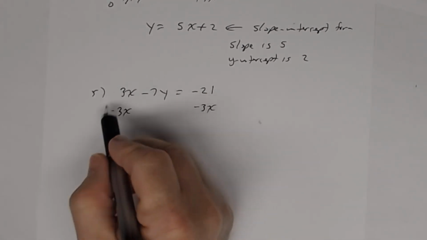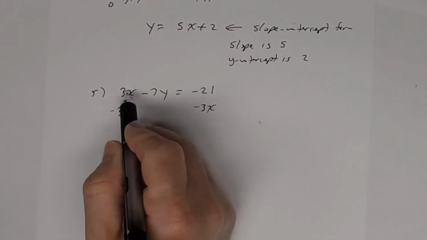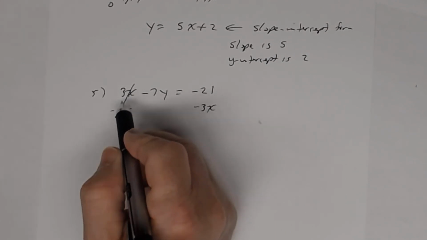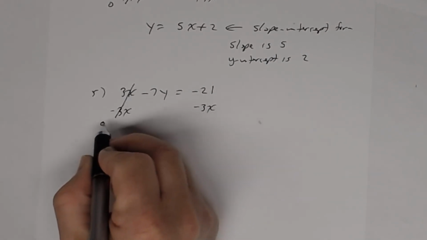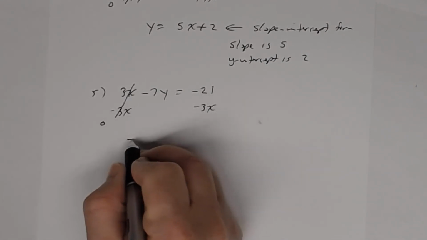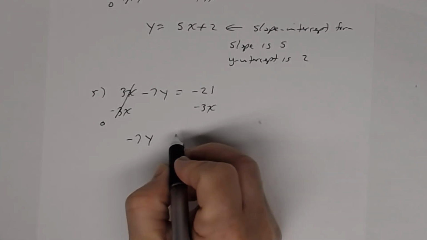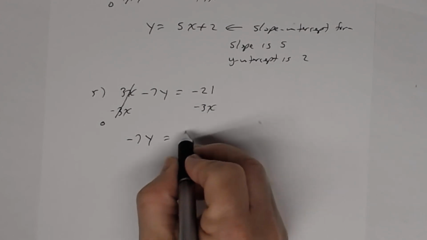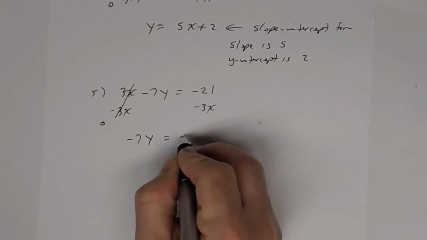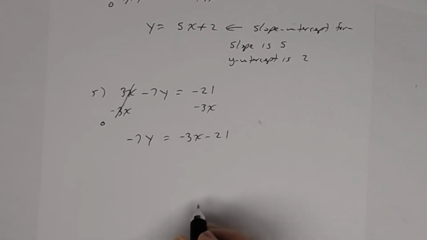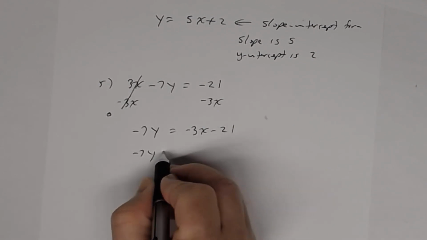And then let's combine like terms. These are opposites, so when I add them up, 3x and a negative 3x, that's 0. 0 minus 7y is a negative 7y, so make sure you write this correctly. That's negative 7y equal, and let's put this in descending order. Those are not like terms. Negative 3x minus 21.